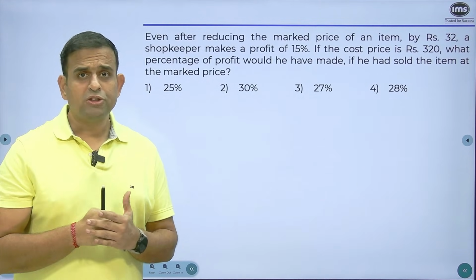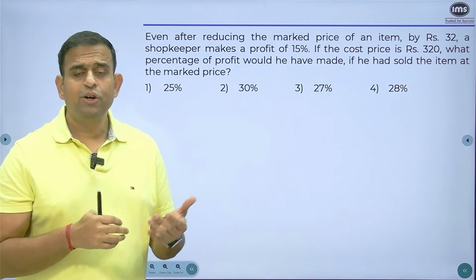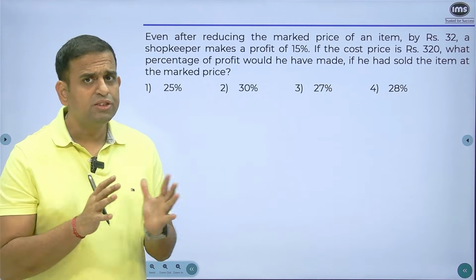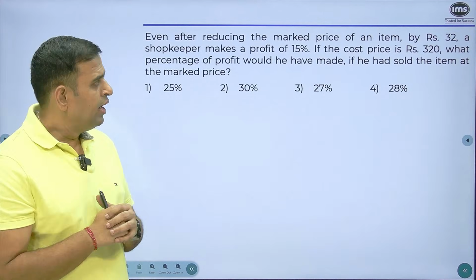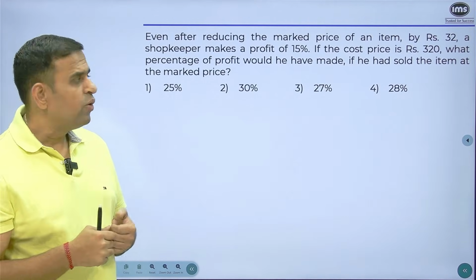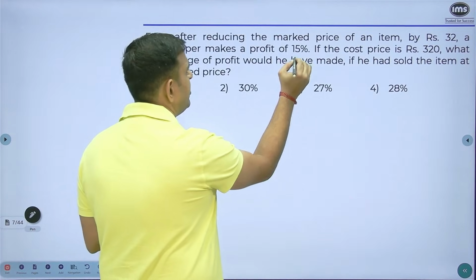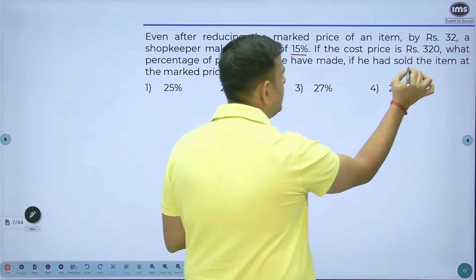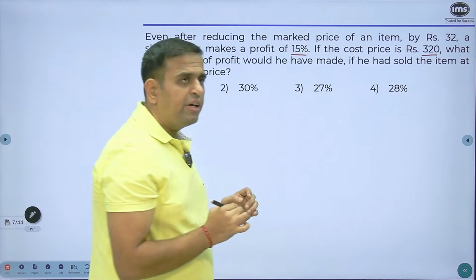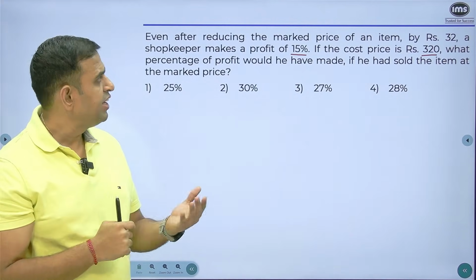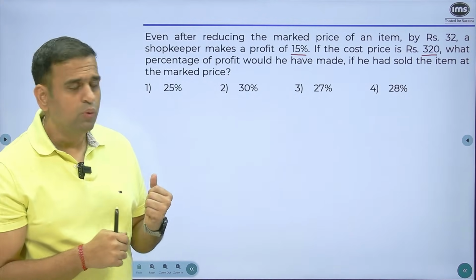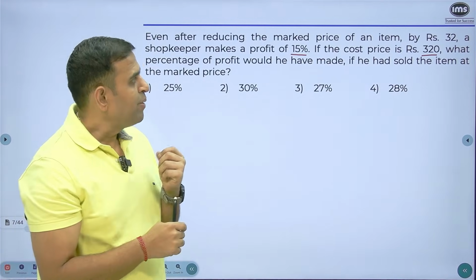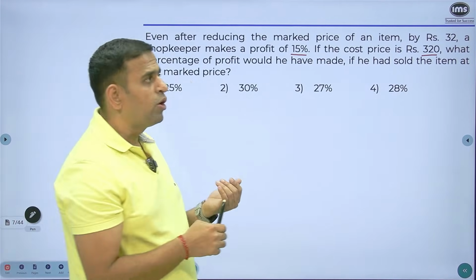The next thing which you will possibly ask me is, is there a need to find out this selling price or even a mark price for that matter? And the answer from my side will be a clear-cut no. Understand, even after giving a discount, you end up making a profit of 15%. You have a CP of rupee 320. So if I don't give a discount of rupee 32, you are going to get further profit.